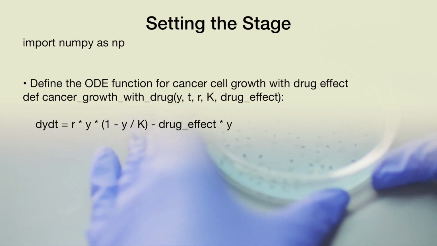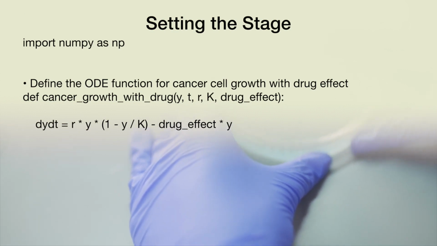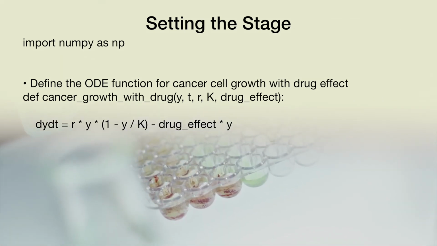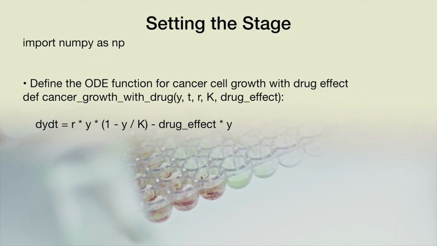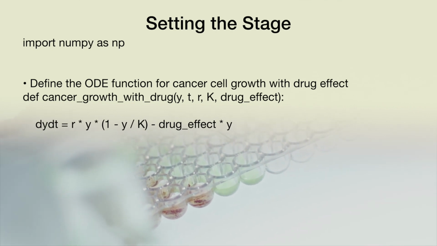Now what is inside cancer_growth_with_drug? We have y, t, r, K, and drug_effect. Don't worry. These are all certain parameters that we are giving for the growth of the cancer cells. And how are these parameters used? We'll say dy/dt. You must have gone through some basic maths in your 11th and 12th. If you haven't, don't worry. Just write it as it is, because it's judging the growth of the cancer cells while using some mathematical formulas.